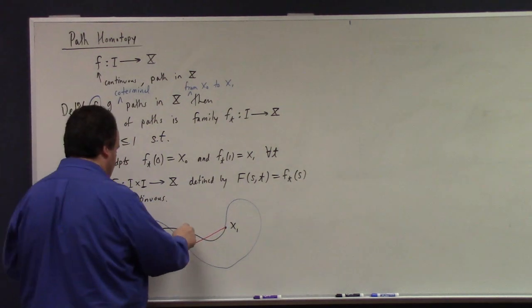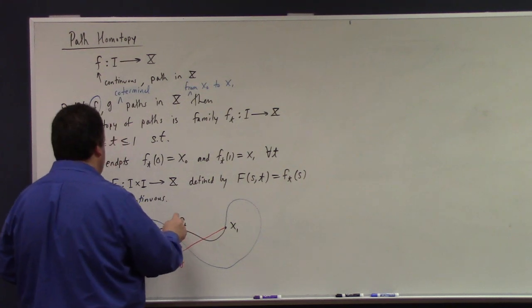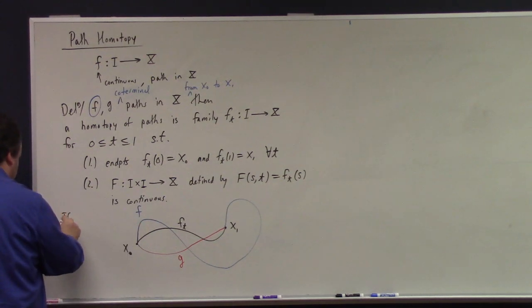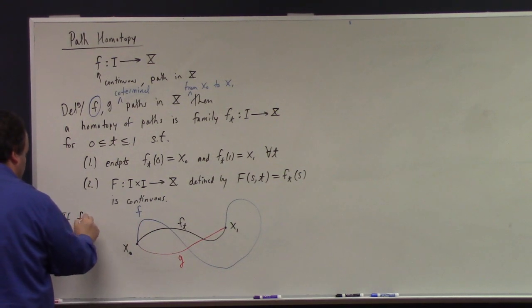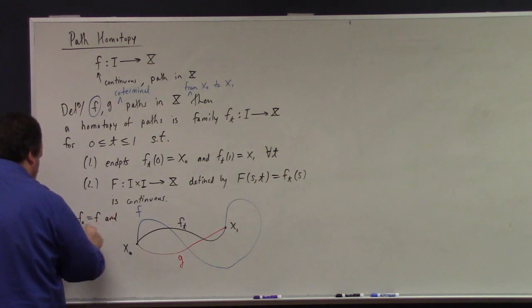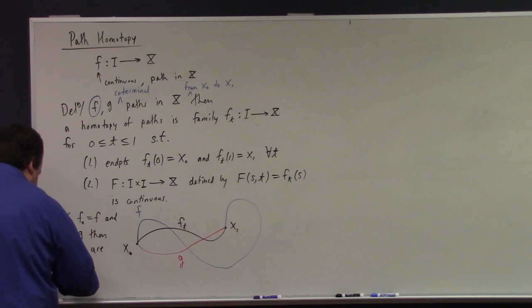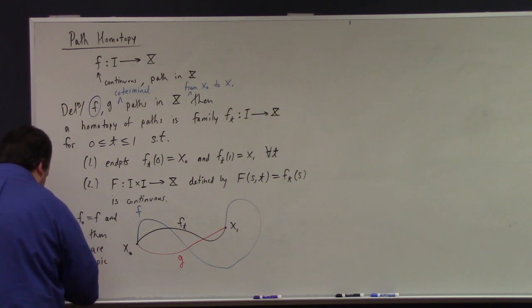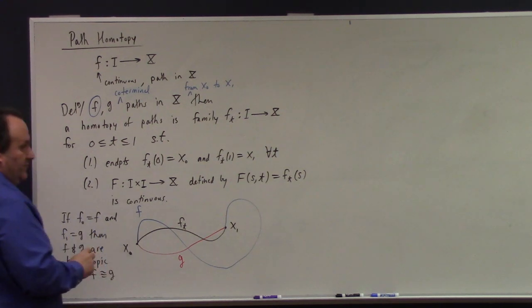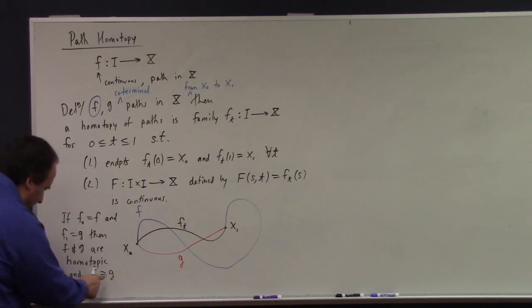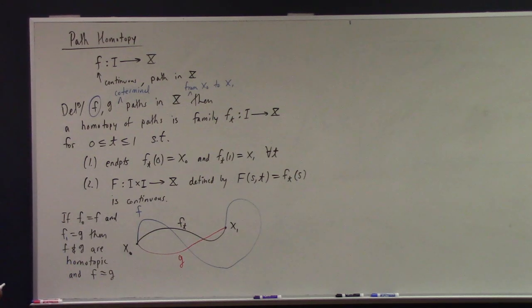Right? But the punchline here is if f sub 0 is equal to f and f sub 1 is equal to g, then f and g are homotopic. And you can write f equivalent to g. I think I may be messing the notation up. Yeah, he's just got one bar. It's just that. And all of my other ones should have also been that.